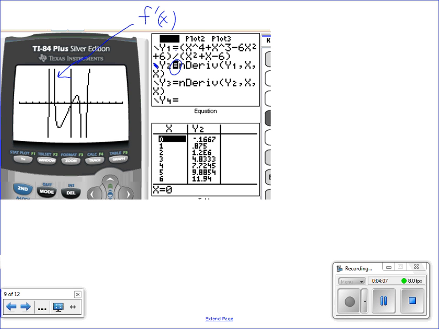Well, looking at the first derivative, you've got to be able to tell me something about the curve. What about here? Let's see, that's a min, right? It goes from negative to positive. That's a min. That's a min. The derivative goes from negative to positive. These are mins.